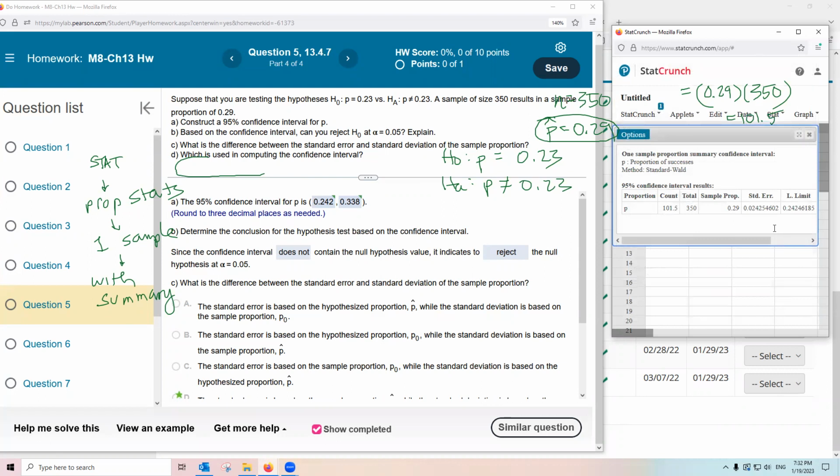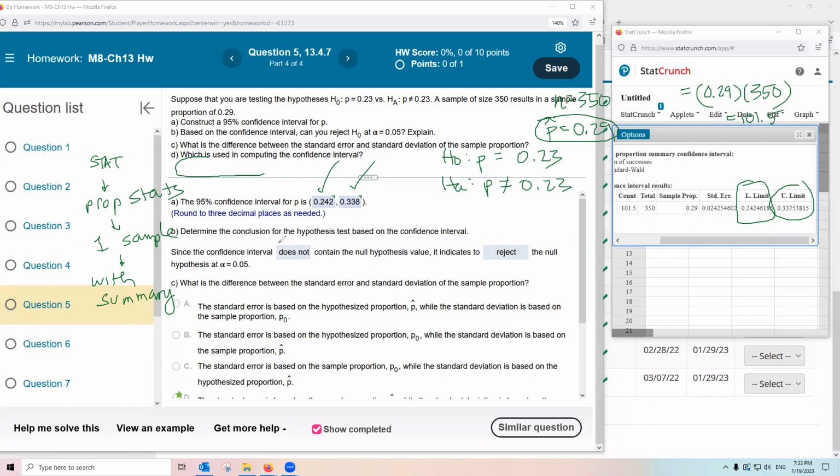And here is the confidence interval that we're looking for. Let me scroll over a little bit. So if you notice here, the lower limit of the confidence interval is 0.242. Here it is, 0.242. The upper limit is 0.338. Here it is.